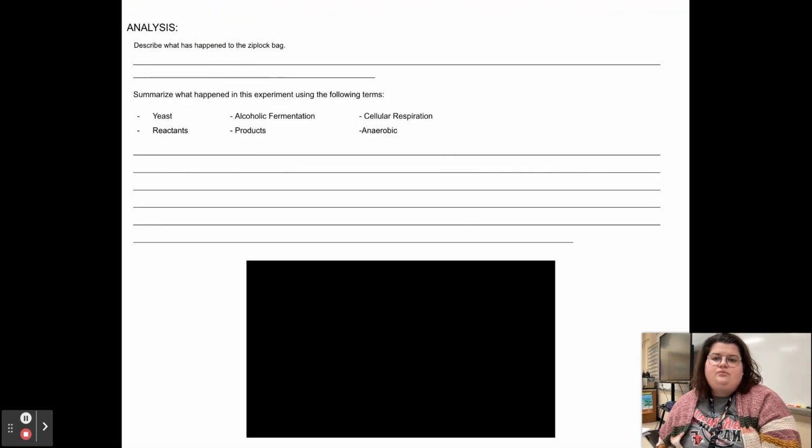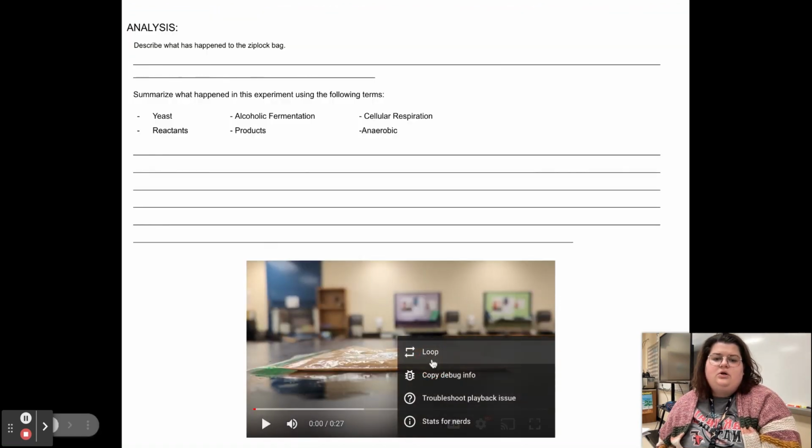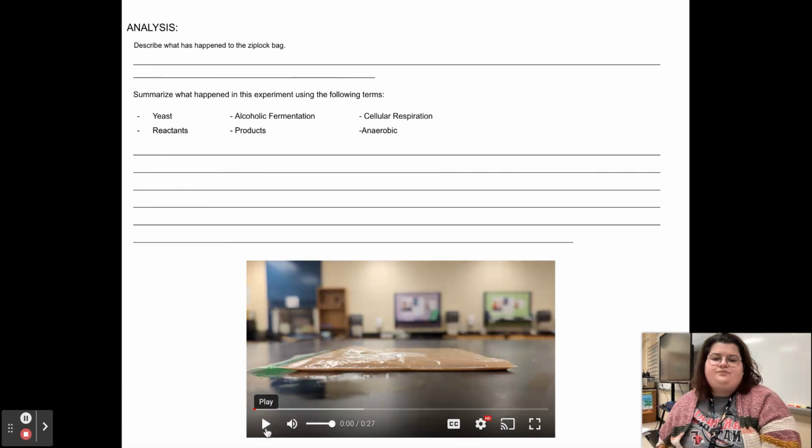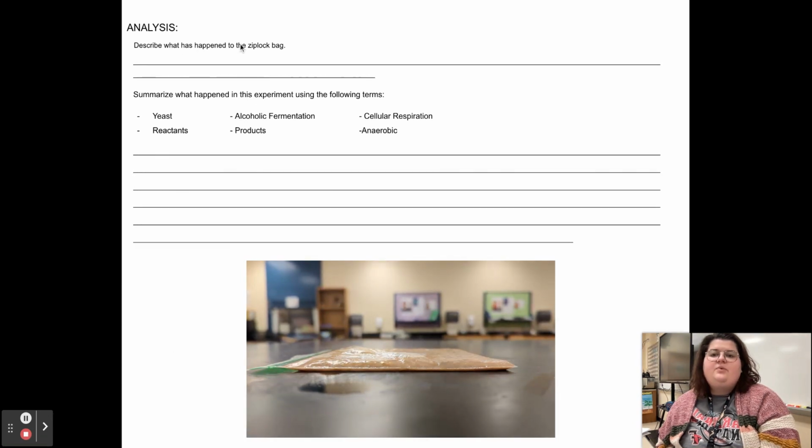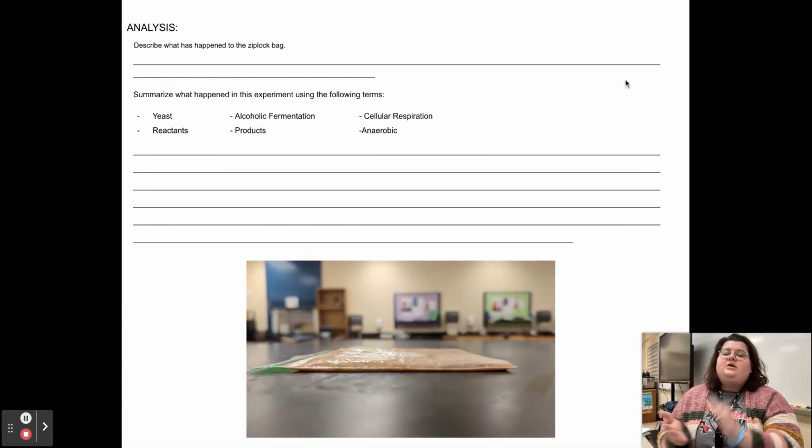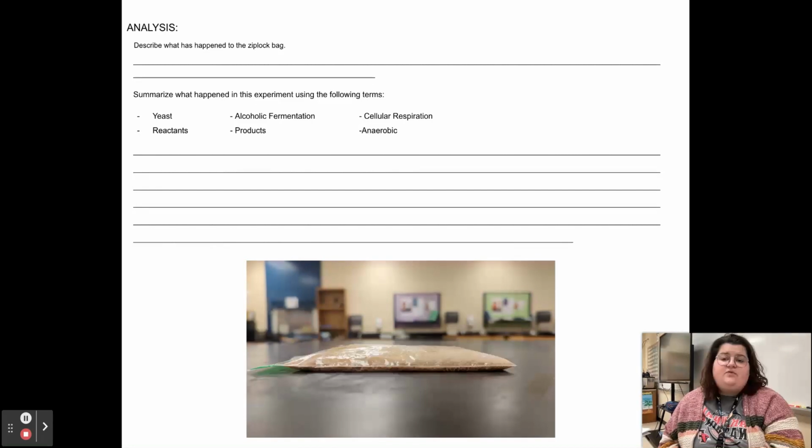Then what you need to do is describe what's happening to the Ziploc bag. Is it getting bigger? Is it getting smaller? What's happening to it? Is it getting steamy inside? What do we remember? What do we see happening in the video?